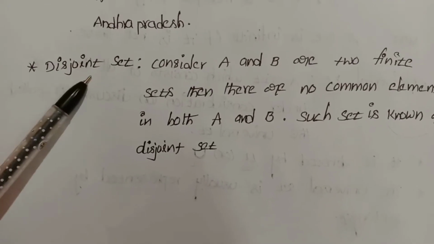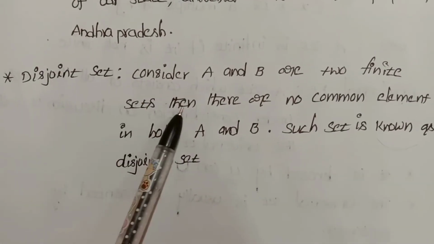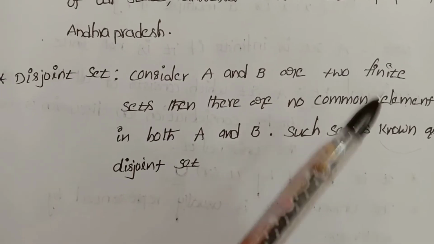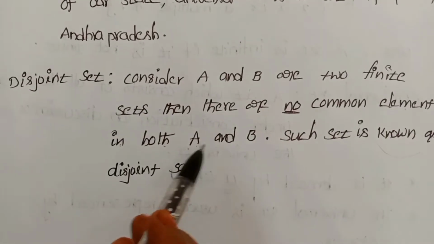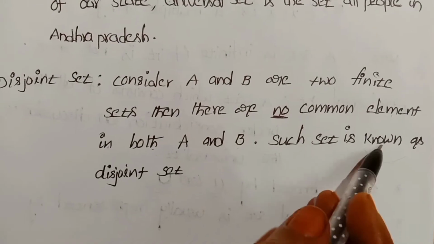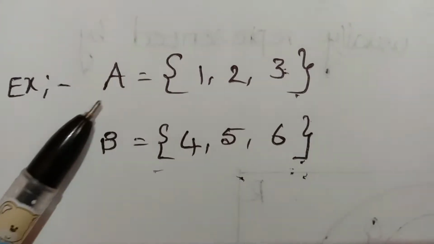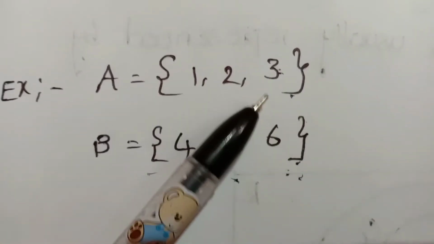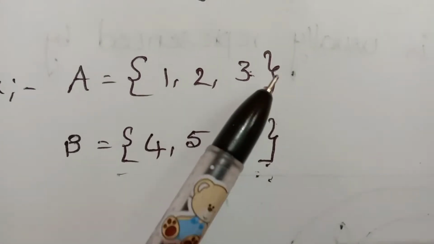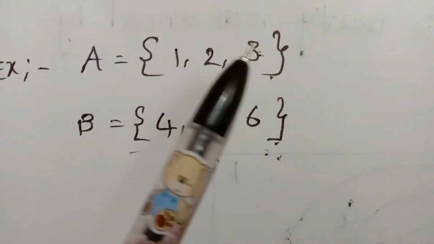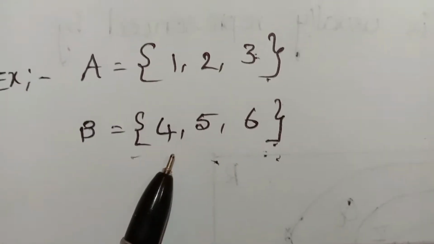Sixth type of set is disjoint set. Consider A and B are two finite sets, then there are no common elements in both A and B. Such sets are known as disjoint sets. Example of disjoint set: A is equal to {1, 2, 3}, B is equal to {4, 5, 6}. In these two sets, there is no common element. This type of set is called disjoint set.